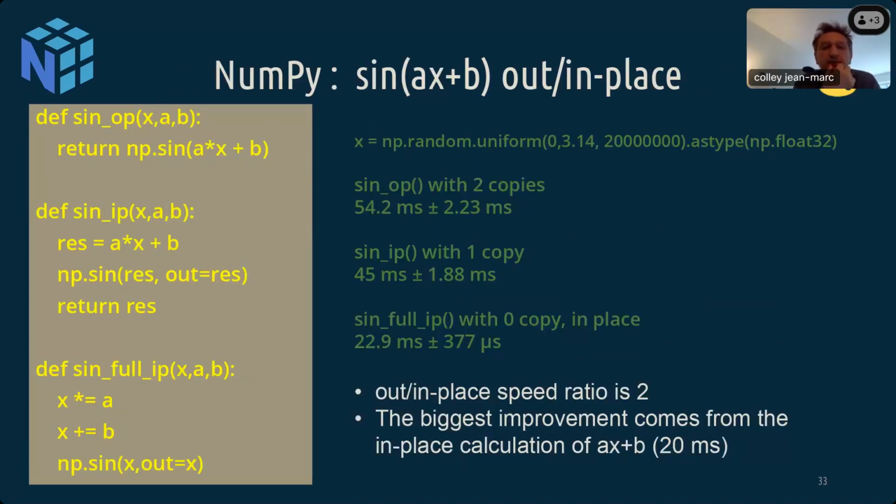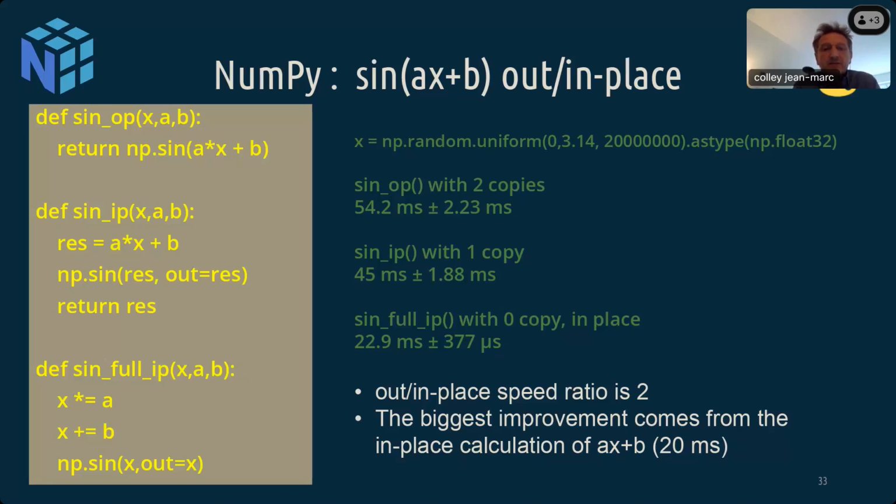Last example with sine(AX + B), where X is a big array. We have three versions with 1, 2, and 0 copy. We use the in-place feature of a universal function with parameter out. And the speed ratio between out-of-place and full in-place is 2. So as we can see, broadcasting and in-place processing are important concepts to master.